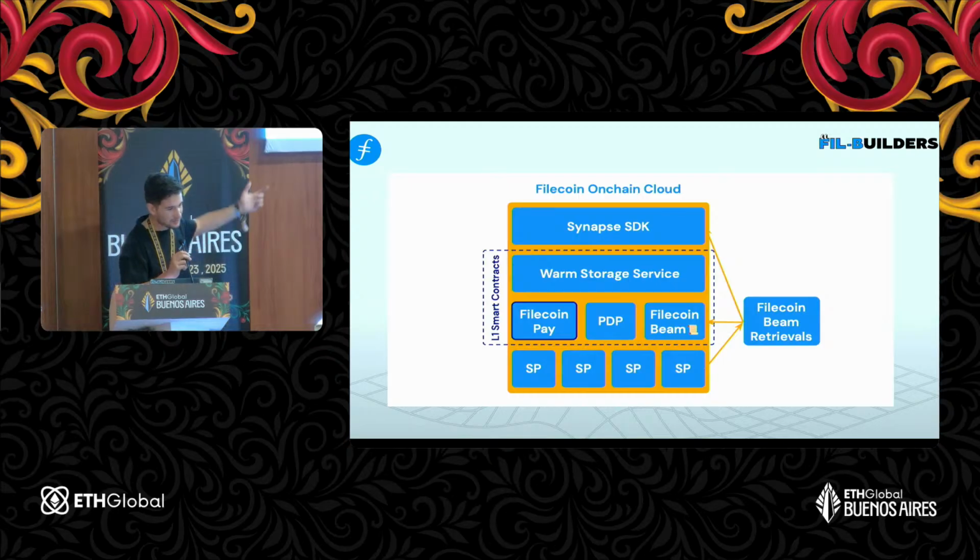And at the end, you have the Synapse SDK, which is the SDK that you are going to work on to win bounties. This is a TypeScript SDK that abstracts all the complexity of this Filecoin Onchain Cloud system.